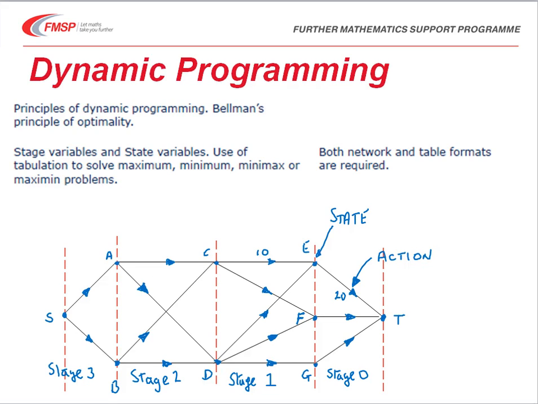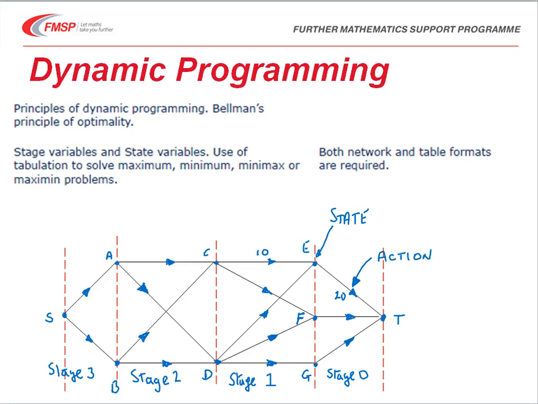So working backwards, we can solve problems which, it says in the specification, are maximum and minimum, so we can find the longest, or the path of greatest weight, and the minimum, the path of smallest weight. But also the idea of minimax and maximin problems are required. Now a minimax is such that the leg with the greatest weight is as short as possible. So as small as possible.